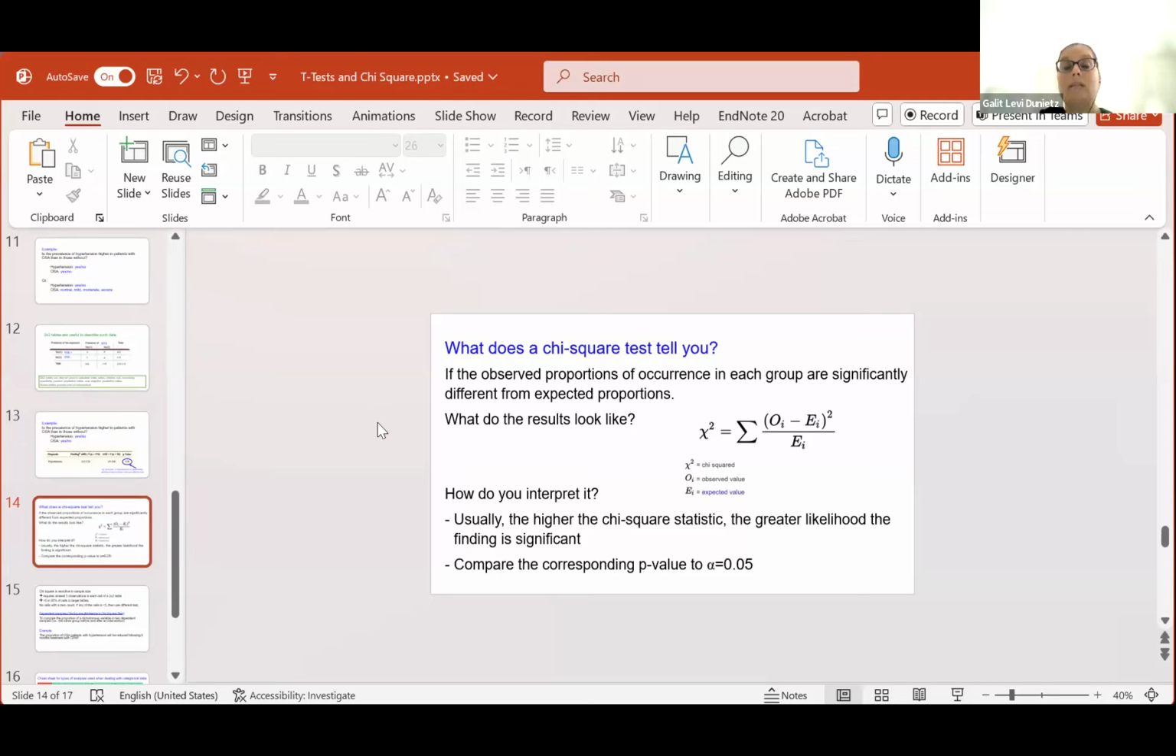And of course, we get a test statistic from the chi-square, and then we look at the corresponding probability of this test statistic and compare it again to the alpha of 0.05.